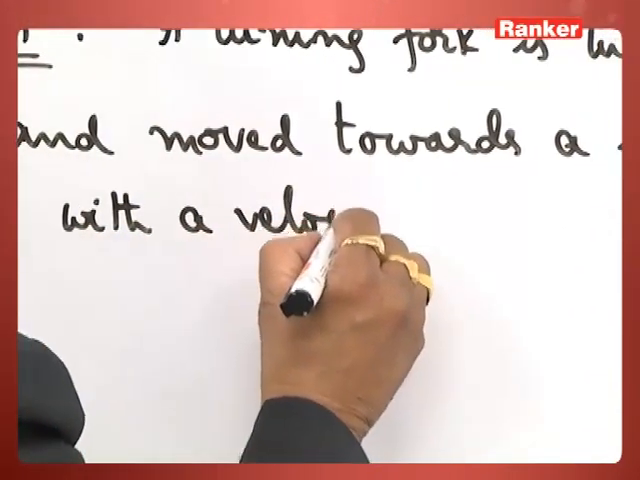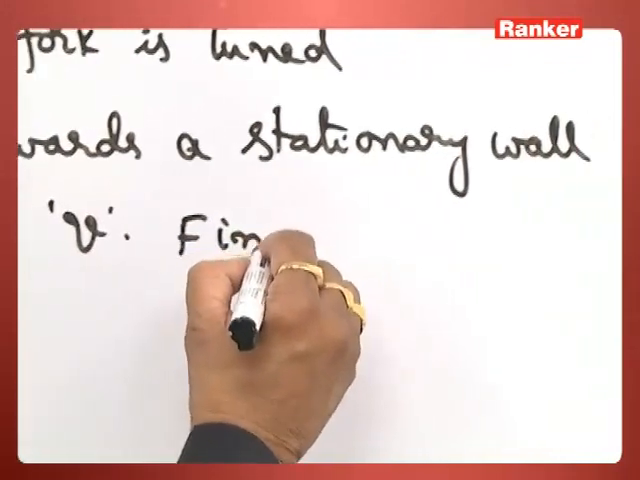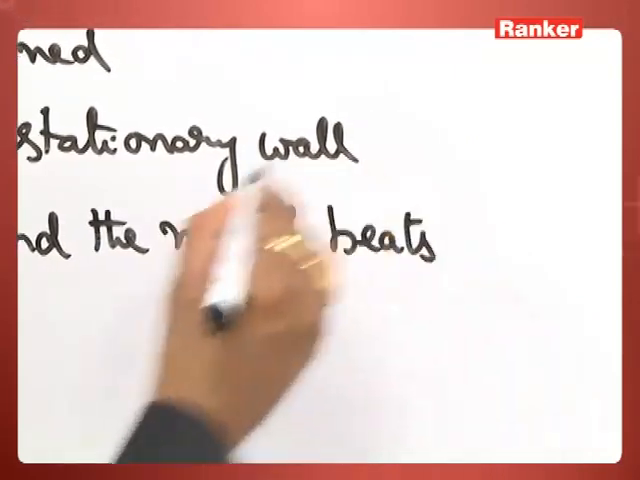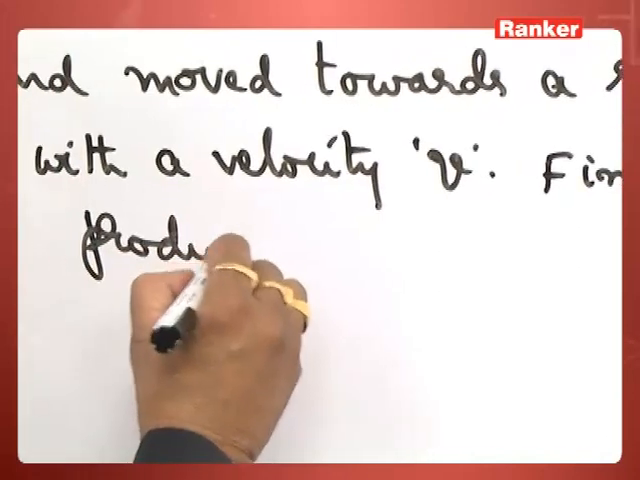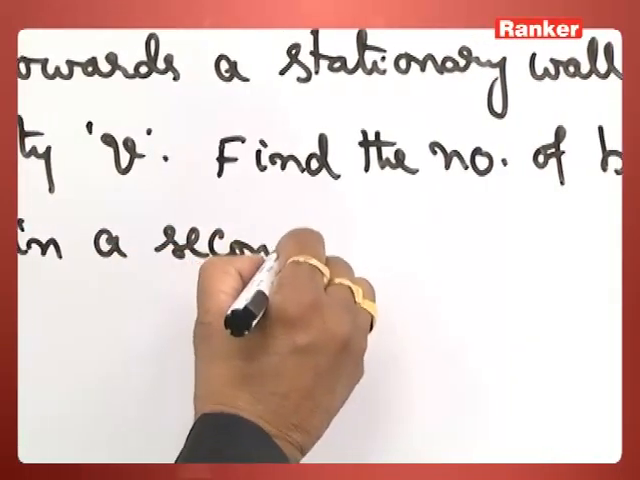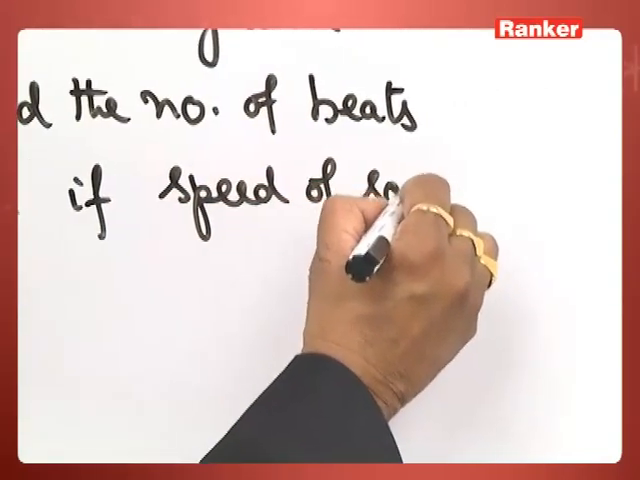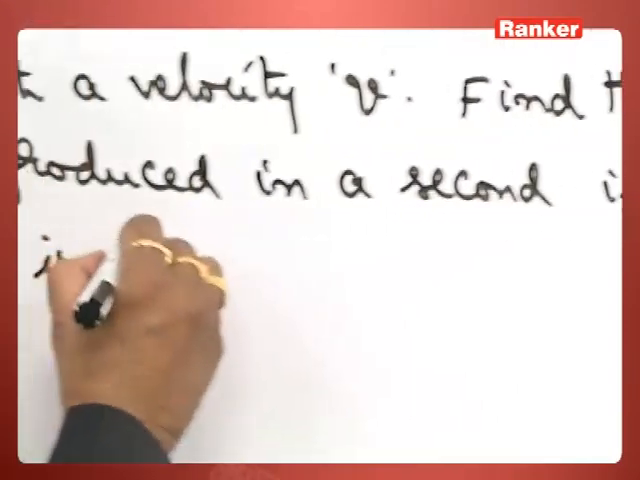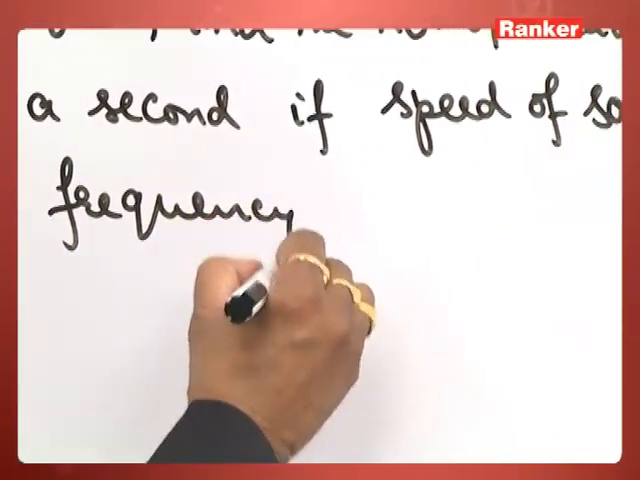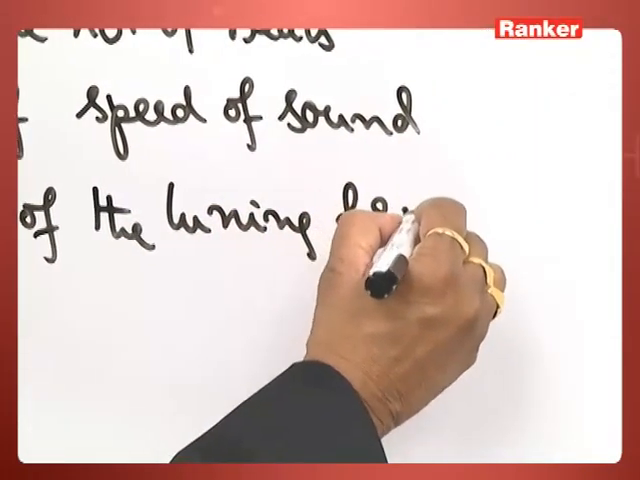With a velocity v. Find the number of beats produced in a second if the speed of sound is capital V and the frequency of the tuning fork is N.